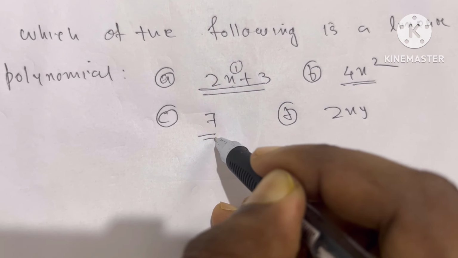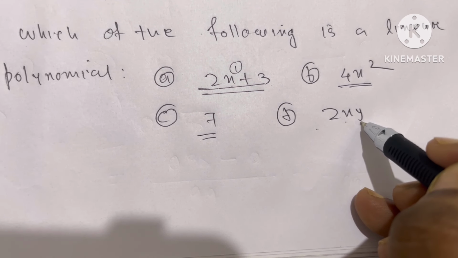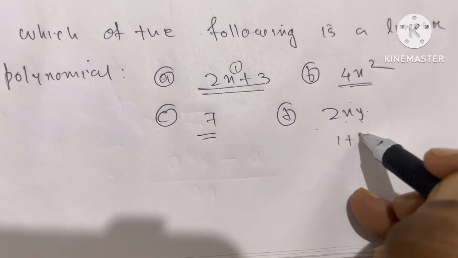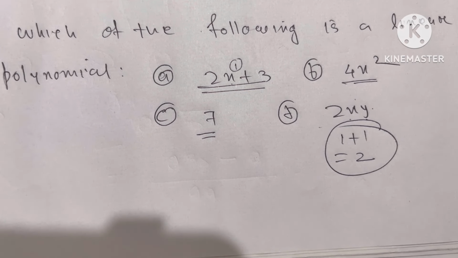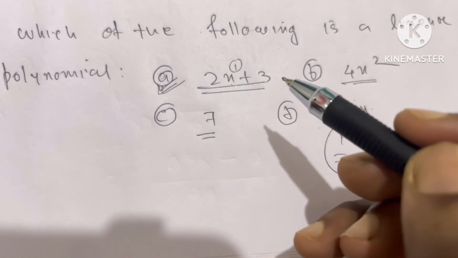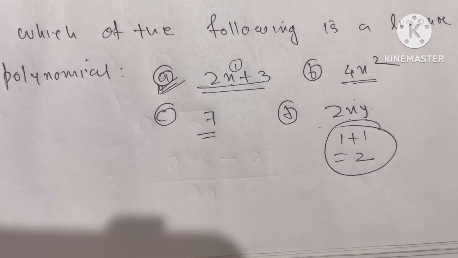And this is a constant polynomial. Yes or no? This is 2xy, x and y. In between x and y there is no gap. No gap means how will we find the degree? By adding their exponents. So x power 1, y power 1, so 1 plus 1, the answer will be 2. The degree of this polynomial is 2. So which polynomial has degree 1? This option A is a polynomial which has degree 1. So this is a linear polynomial. Okay.